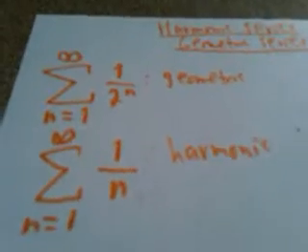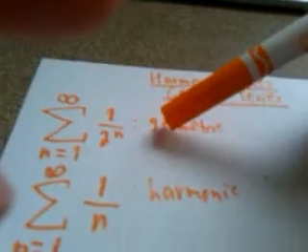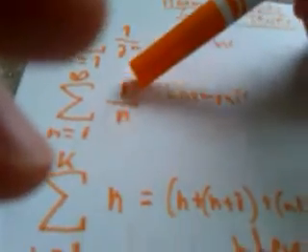So basically we have, like I said in the previous video, the geometric series is defined as n starting at 1 going to infinity of 1 over 2 to the n. And our harmonic series is 1 over n. That's just a name for these general, typically seen series.